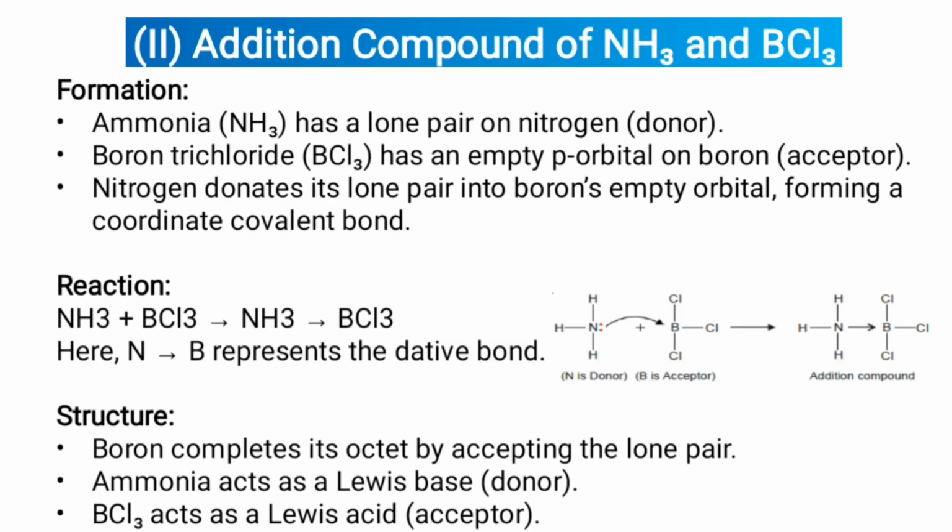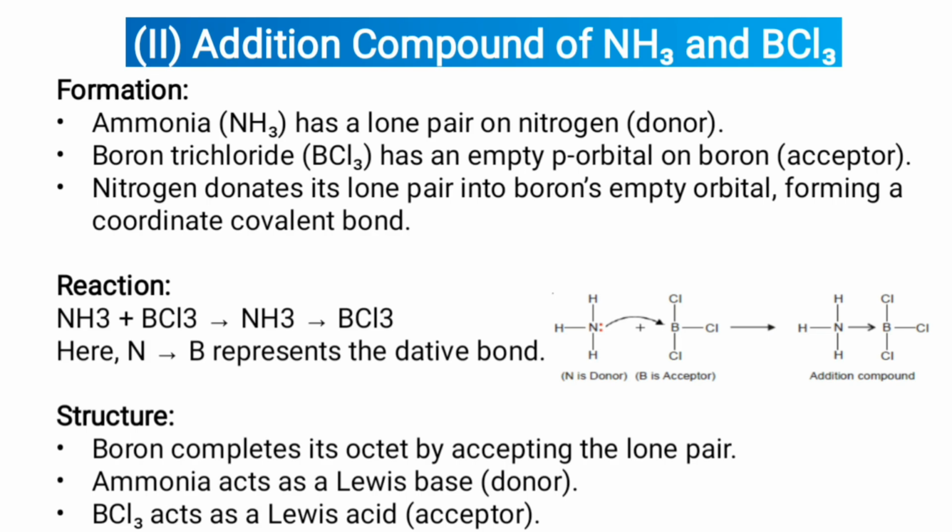And the second one is the addition compound of NH3 and BCl3. Formation: my dear student, ammonia NH3 has a lone pair and nitrogen is the donor. Boron trichloride has an empty p orbital and boron is the acceptor. Nitrogen donates its lone pair into boron's empty orbital, forming a coordinate covalent bond.